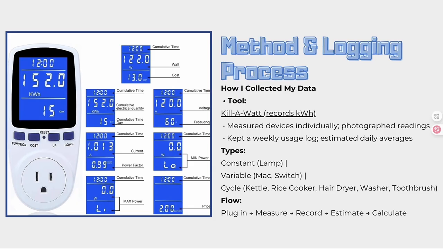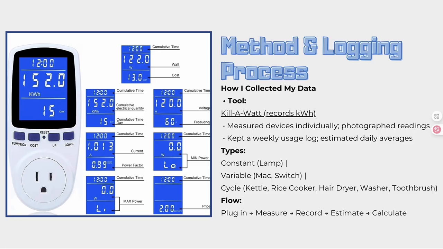I categorized my devices into 3 types: constant power devices like my lamp, variable power devices like my MacBook and Switch, and cycle devices that operate in short bursts, such as the kettle, rice cooker, hair dryer, washing machine, and toothbrush. I ran all my tests between November 1st and 3rd, and then estimated average weekly use. For example, my MacBook is used about 5 hours per day for studying and programming, and my lamp runs about 4 hours per day. I use my electric kettle and rice cooker around 5 times a week, the hair dryer and washing machine about 4 times a week, and my toothbrush twice a day.